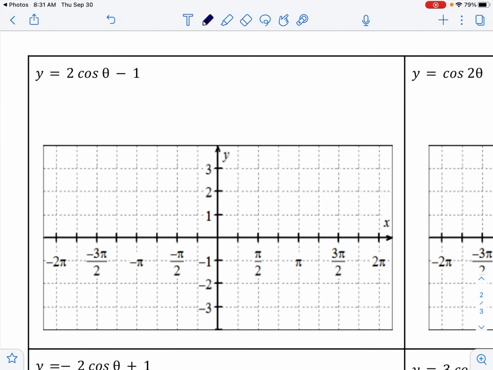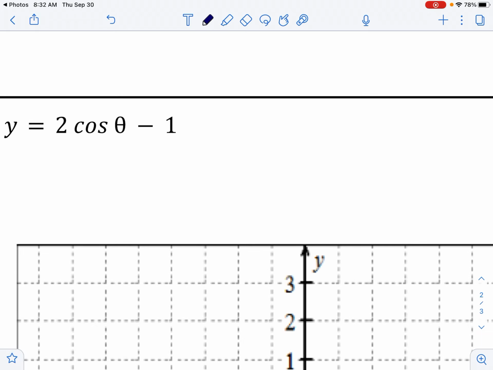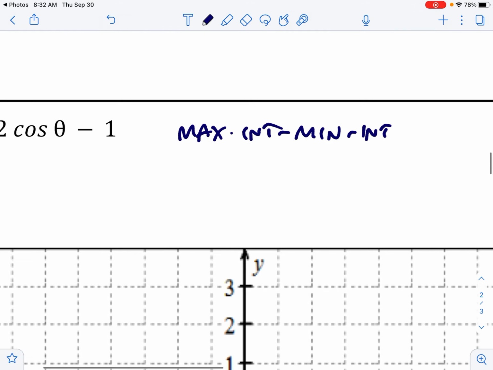And we're back. Now we're back with cosine. The nice thing is graphing cosine is a lot like graphing sine, except our 5 points just appear in a different order. So we're going max, intercept, min, intercept, and max.